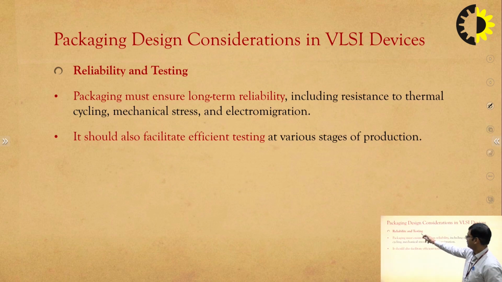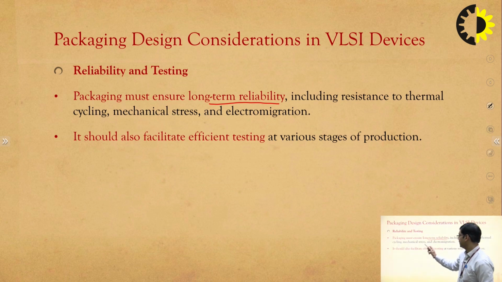And the last point is reliability and testing. Packaging must ensure long-term reliability, including resistance to thermal cycling, mechanical stress, and electromigration. It should also facilitate efficient testing at various stages of production. So, the packaging should be such that it ensures the reliability and facilitates efficient testing at various stages of production.